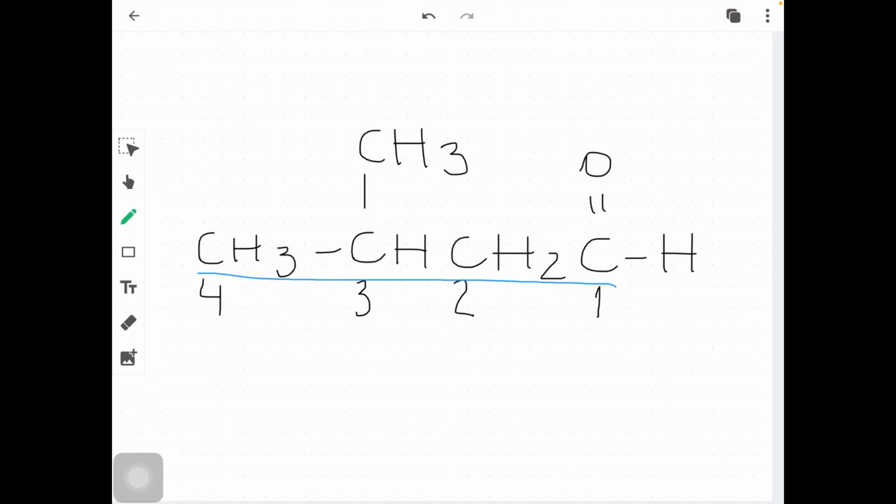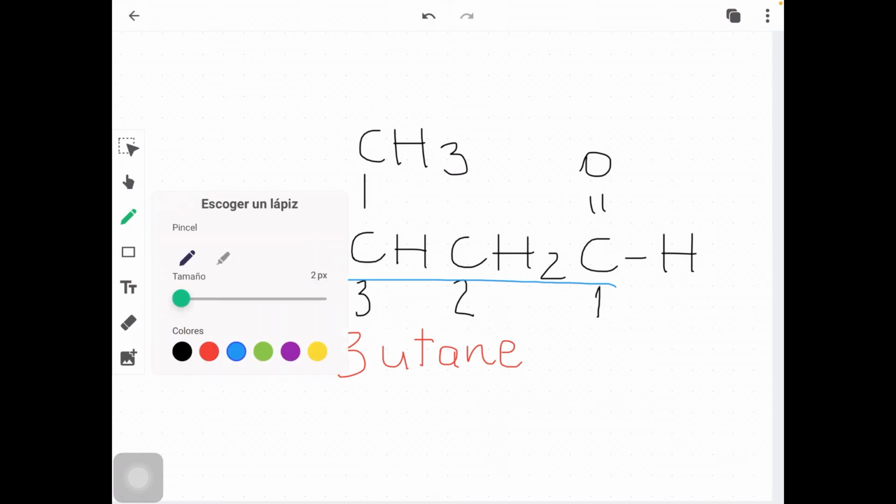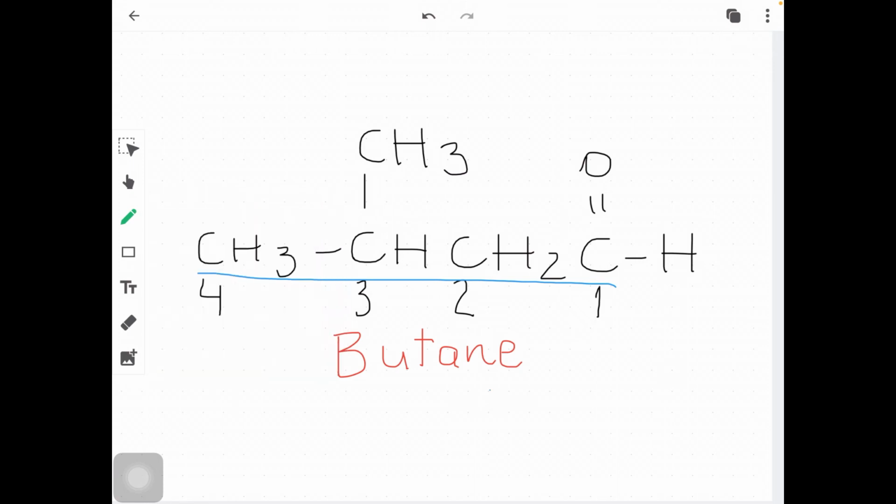So what is its name? It is called butane, but remember that the rules say that we need to drop the E and replace it with an Al. So it's going to be butanal.